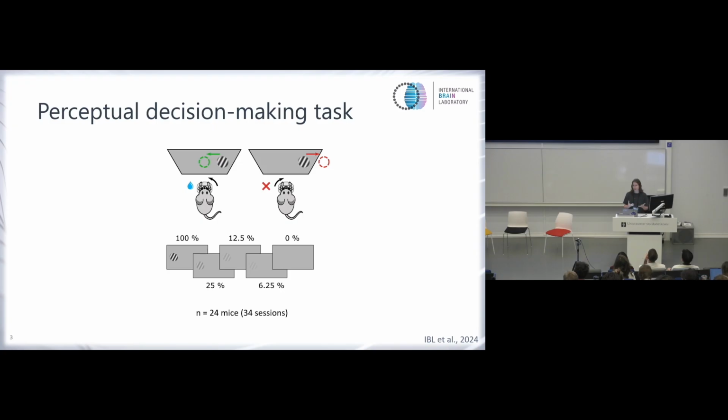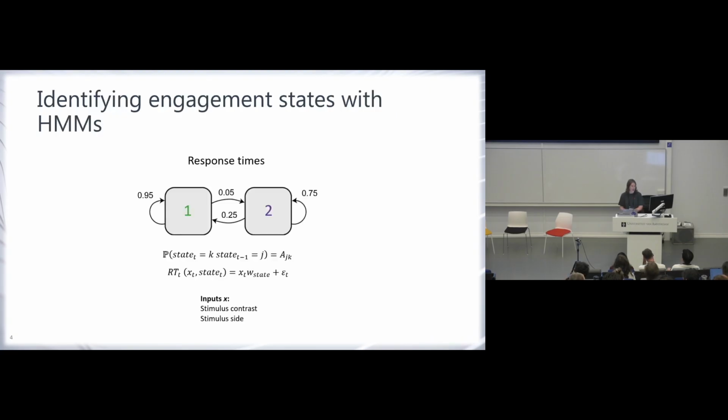Studying the engagement of the mice is slightly tricky, as this is an internal state of the mouse that affects their behavior but can't be directly read out from their behavior. So to address this, we use a hidden Markov model fit to whole session time courses of response times. What we assume is that there's two latent states that affect response times, and the mouse can transition between these trial by trial according to estimated transition probabilities.